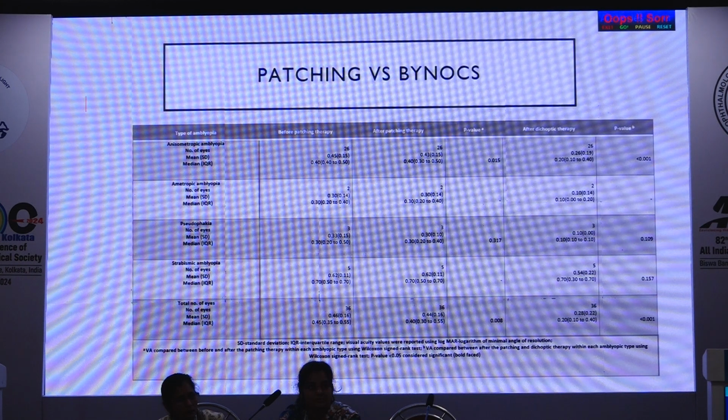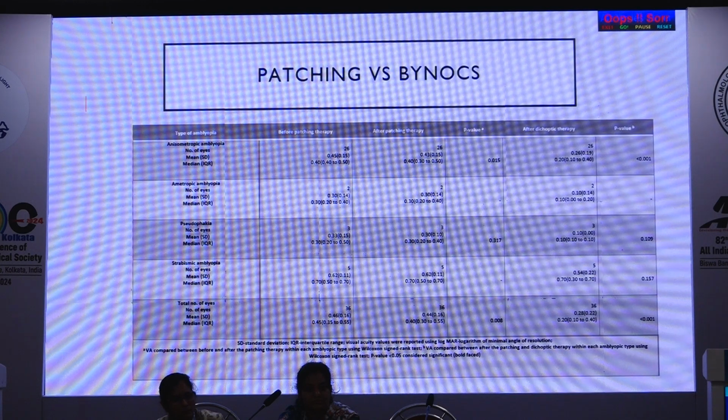In the patients who were pseudophakics, similarly, we can see from 0.33 to 0.30, but then after dichoptic, it has come to 0.1. Strabismic, you don't see that much of an improvement, but you see from 0.62 it has come to 0.54, but there is some improvement. It is not like they didn't improve at all. So when you take all the patients together, it was 0.46 to 0.44 after patching.